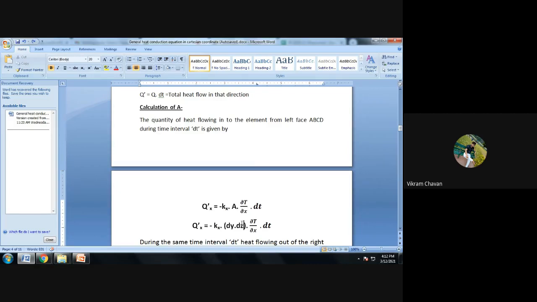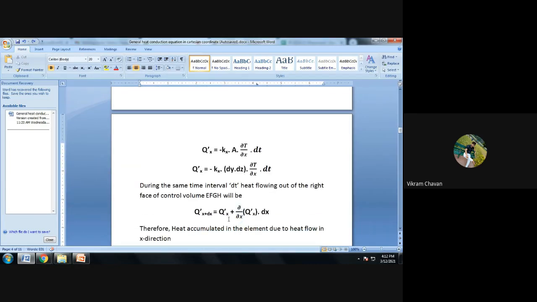Now during the same time interval dt, the heat is also leaving from the EFGH face. So the total amount of heat leaving the EFGH face will also be introduced in the form of Q dash x. Why is that? Because out of the heat that entered the element from the ABCD face, some amount or more than that will be leaving the EFGH face. So there will be a change in the initial heat only. It will be an addition or a subtraction from the initial heat only.